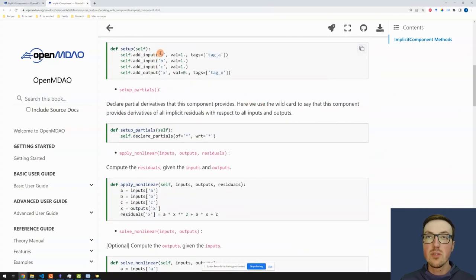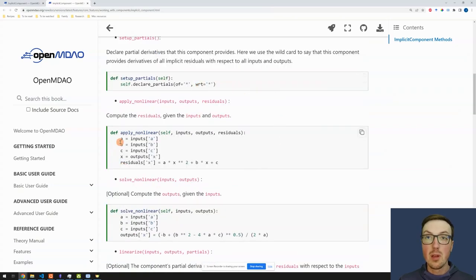Scrolling down to setup here, we see three inputs, A, B, C, and an output, which is x. But I want to acknowledge that for an implicit component, an output is really a state variable. So here you can think of x as a state variable that we're converging to some value in the implicit component. If we take a look at the apply nonlinear, this is essentially the compute method for an implicit component. We see that it computes the residuals of x.